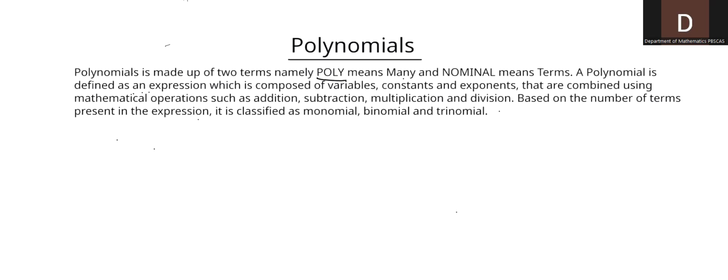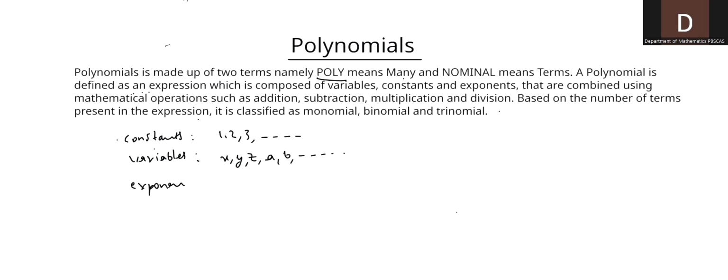Here are some examples of constants, variables, and exponents. So, first, constants. Constants means 1, 2, 3, etc. And variables. Variables means x, y, z, a, b, c, like this. And exponents. Exponents means x power 5, etc. These are the examples.